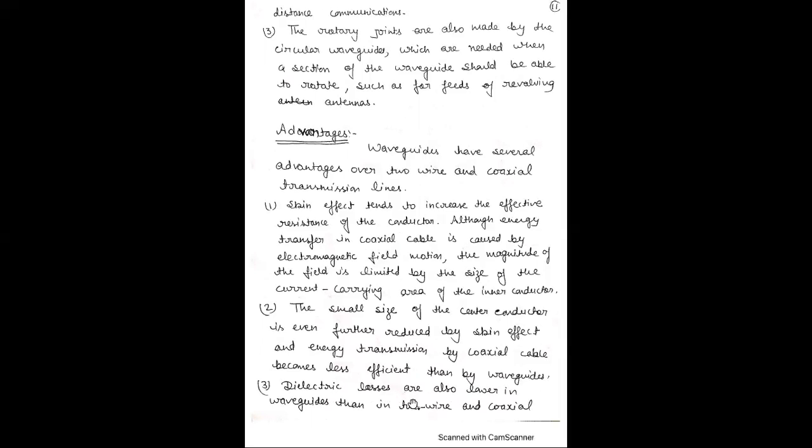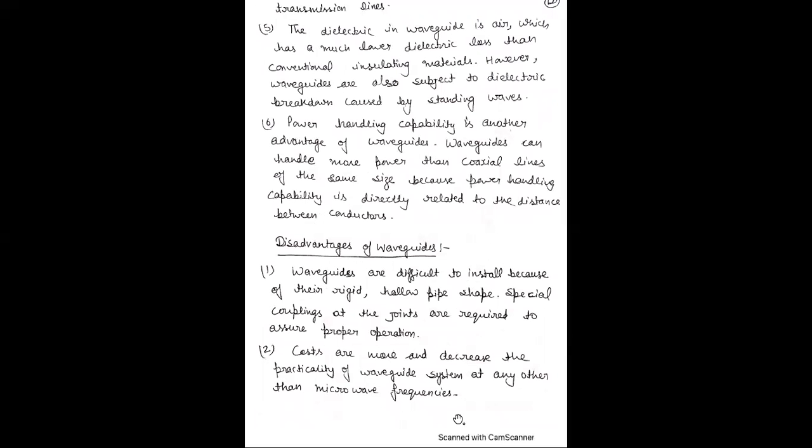Dielectric losses are also lower in the waveguide than in two-wire and coaxial transmission lines. The dielectric in a waveguide is air, which has a much lower dielectric loss than conventional insulating materials. However, waveguides are also subject to dielectric breakdown caused by standing waves. Power handling capacity is another advantage of waveguides. Waveguides can handle more power than cables and coaxial lines of the same size because power handling capability is directly related to the distance between conductors.